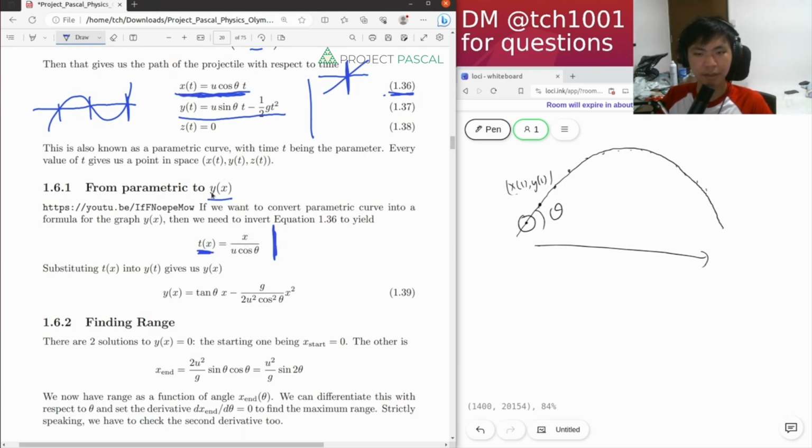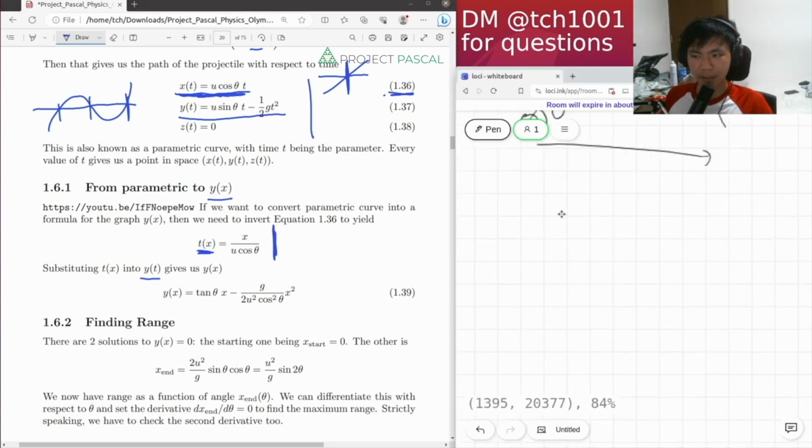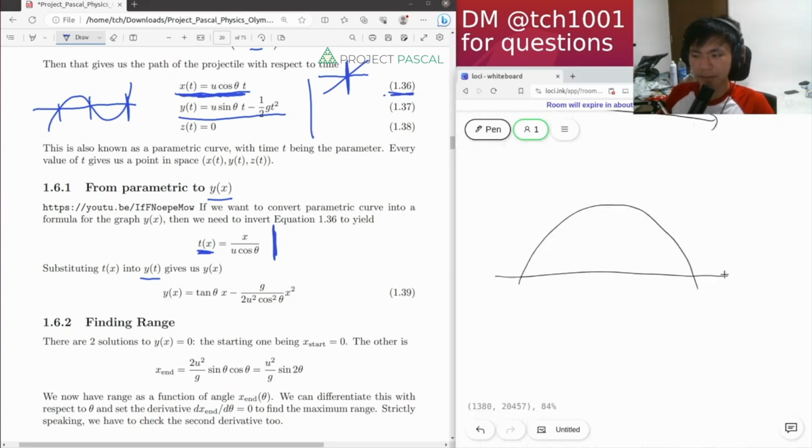Then we can substitute this t as a function of x back into y of t to give us equation 1.39. And equation 1.39 is y as a function of x. So if we plot this out now, we can see that y as a function of x looks something like that, describing the parabolic trajectory of the particle. And so what is this useful for?